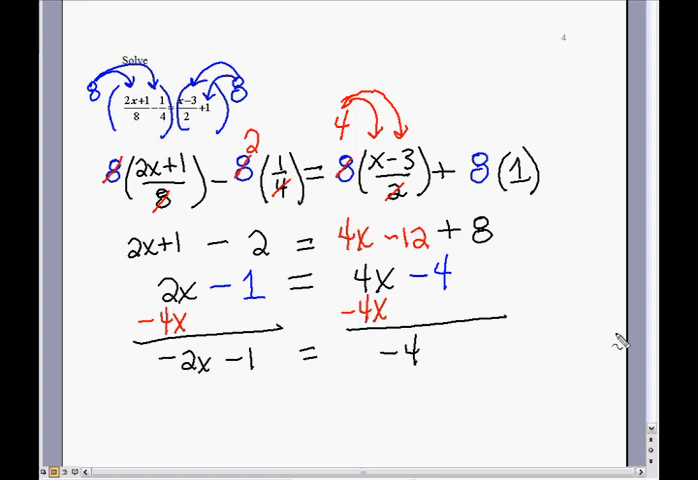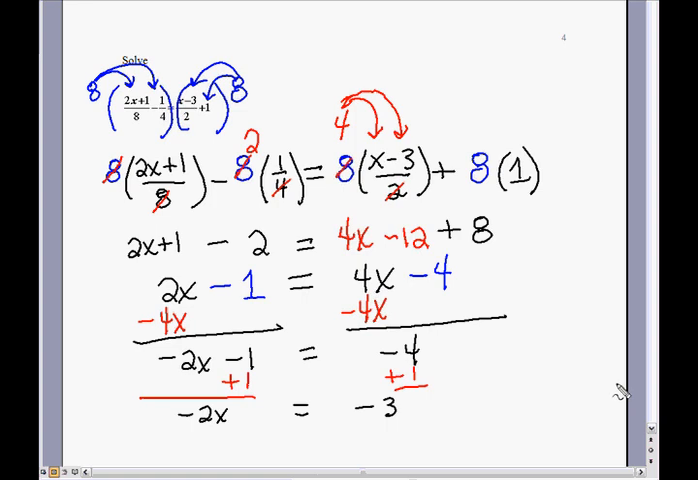So our variable is not alone. We still have things we need to get rid of. We'll get rid of the furthest thing first. We'll get rid of the negative 1 by adding positive 1 to both sides of this equation. So now we have negative 2x is equal to negative 3.